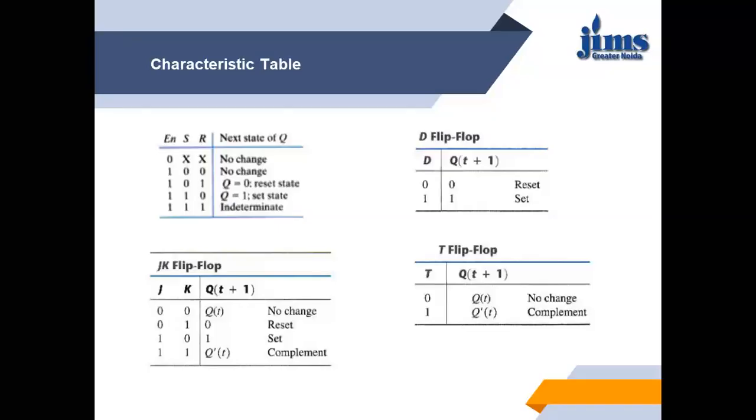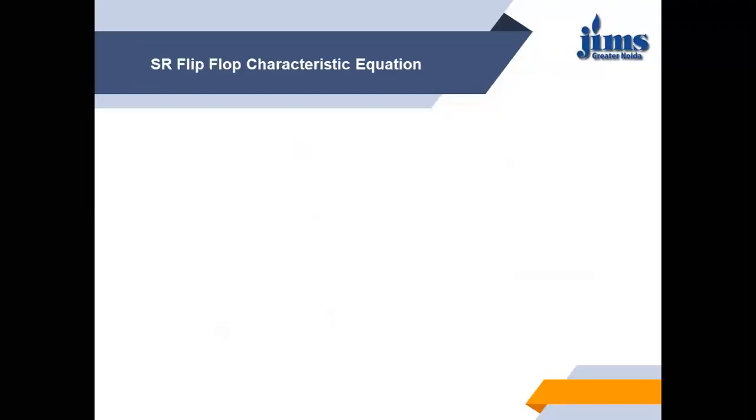So keeping in mind these four characteristic tables, or operating tables, we have to find the characteristic equation of each and every flip-flop. This equation will characterize the operation of the flip-flop. So let's move on and start with the SR flip-flop. First we are going to derive the characteristic equation. This is the block diagram of the SR flip-flop.